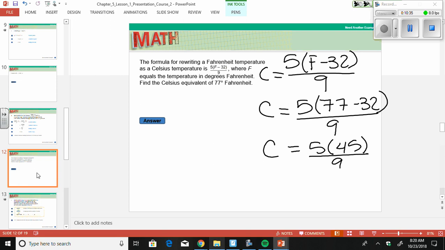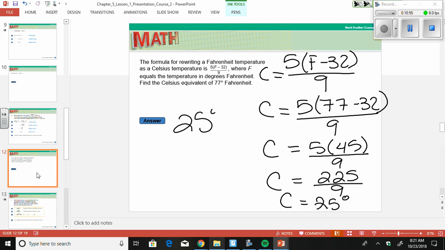Write it down. Do your multiplication. 45 times 5 is 225 over 9. Then I do the division, and I get C equals 25 degrees. So C is 25 degrees Celsius. Here we have our units.